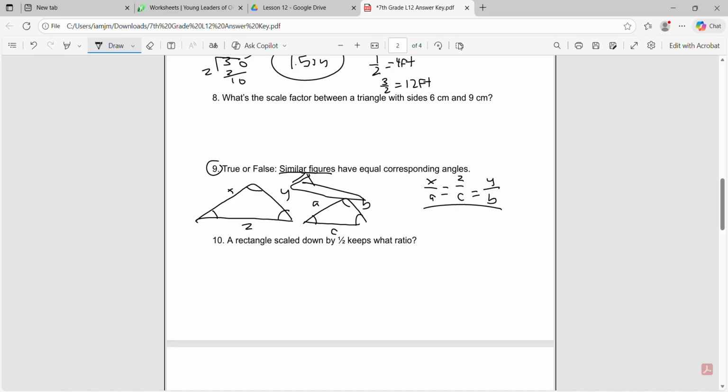So it's asking if similar figures have equal corresponding angles. Corresponding angles refer to these. And yes, they do. Both triangles share the same angles. So this question is true.